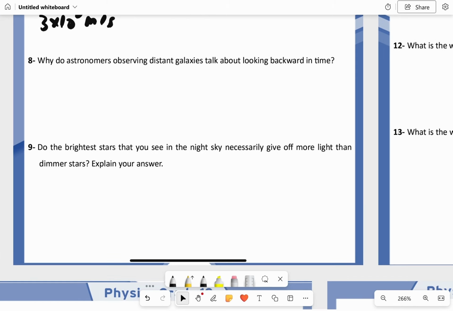Why do astronomers observing distant galaxies talk about looking backward in time? Let me give you an example. The sun, our sun, takes 8 minutes and approximately 20 seconds for its light to reach the Earth. So it's not immediately reaching us. It takes some time.